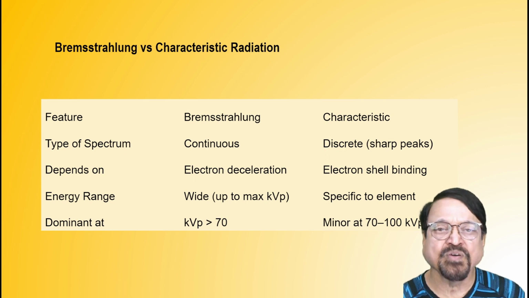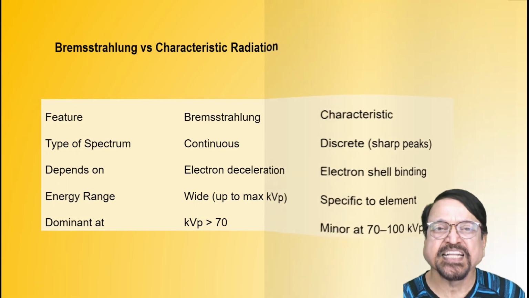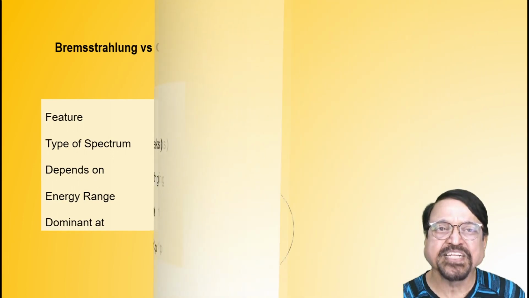What we have seen is up to 150 kV, which we use rarely, but up to 110 sure. Now specific to the element, characteristic radiation is produced. It is dominant at more than 70 kVs and minor at 70 to 100 kVs. So these are the ranges of it and these are the limitations of it.